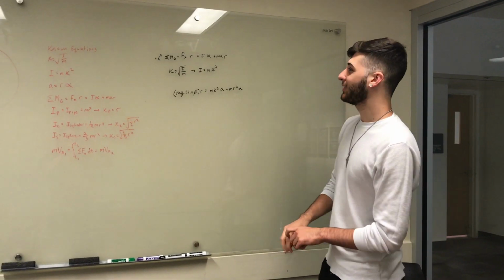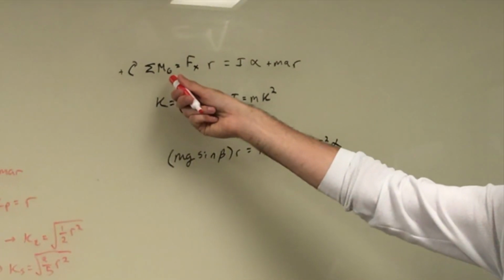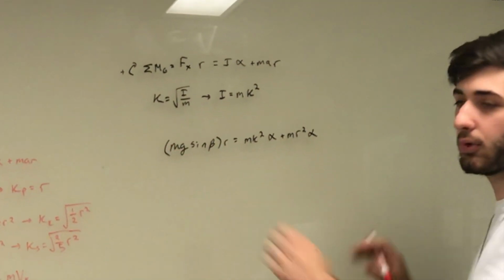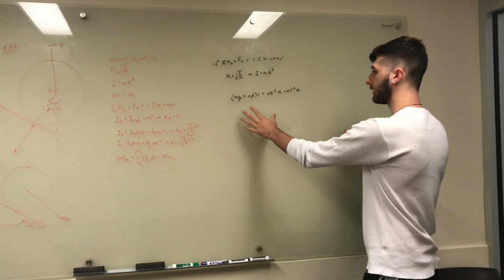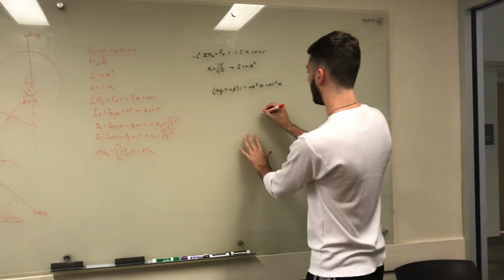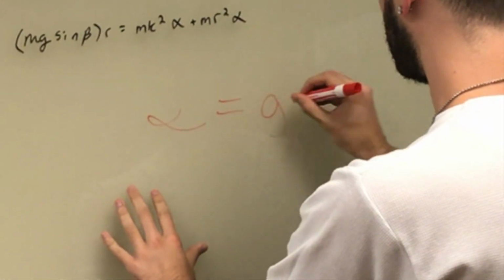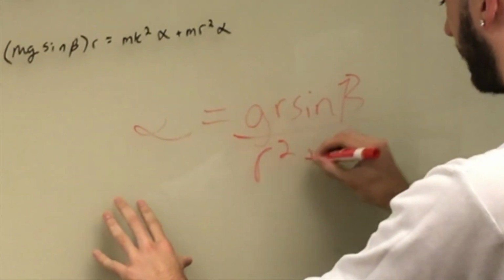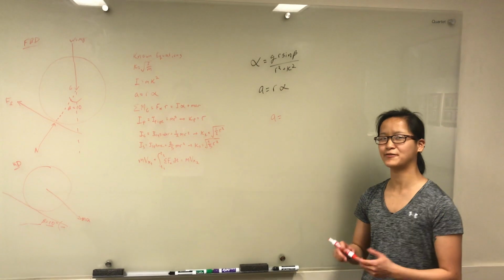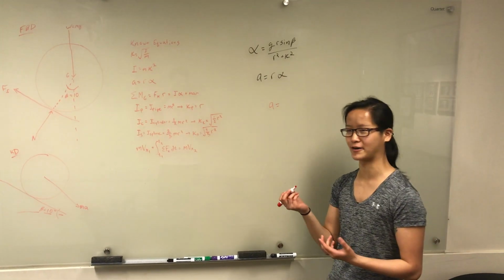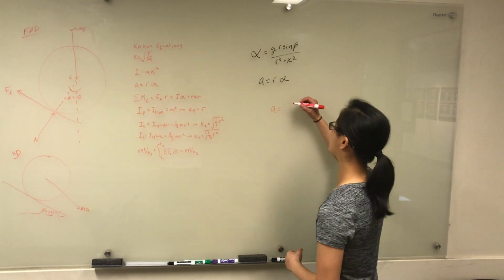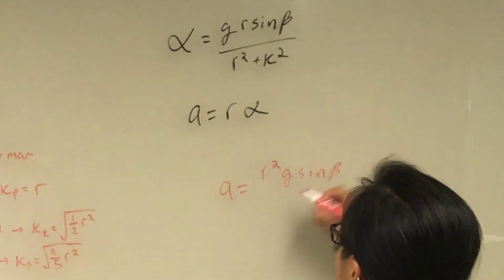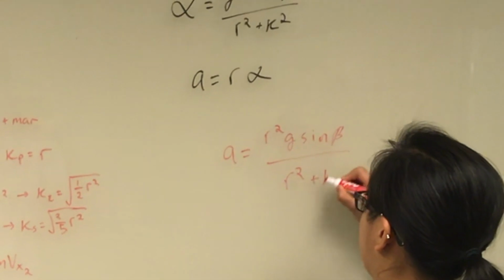So from our previously known equations, we know the sum about the moment G, and we also know I is equal to mk squared. So using our free body diagram that was previously drawn, we can substitute these values in here and get that alpha is equal to g r sine beta over r squared plus k squared. So now that we have our angular acceleration, we're going to convert it into linear acceleration. So we get the equation r squared g sine beta over r squared plus k squared.